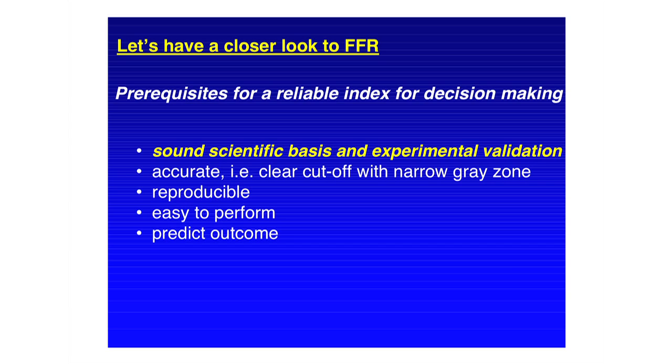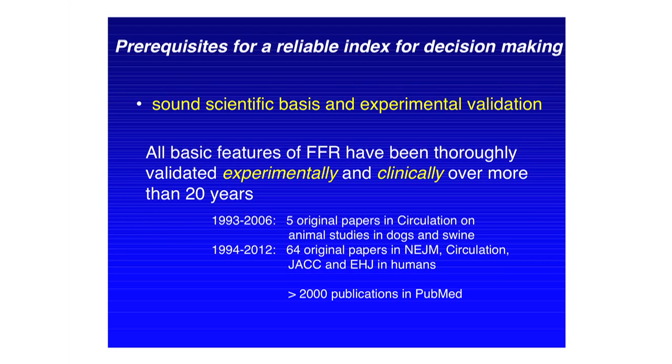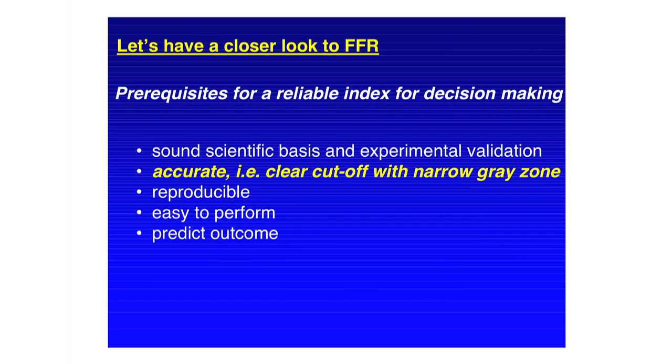In the first place, as a matter of fact, it should have a sound scientific basis and a good experimental validation. That has been done for FFR extensively. All basic features of FFR have been thoroughly validated experimentally and clinically over more than 20 years. Between 1993 and 2006, there were 5 original papers in circulation on animal studies in dogs and swine, and thereafter 64 original papers have been published in the New England Journal, Circulation and JACC in humans. And altogether there are more than 2,000 publications in PubMed validating the features of fractional flow reserve.